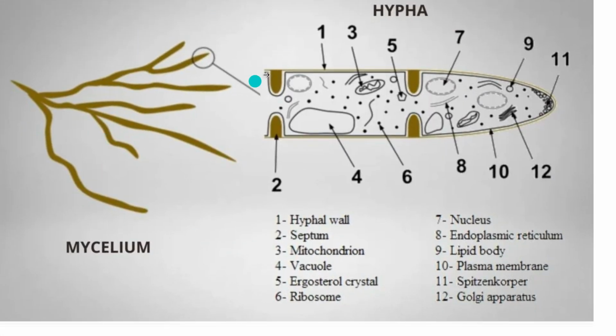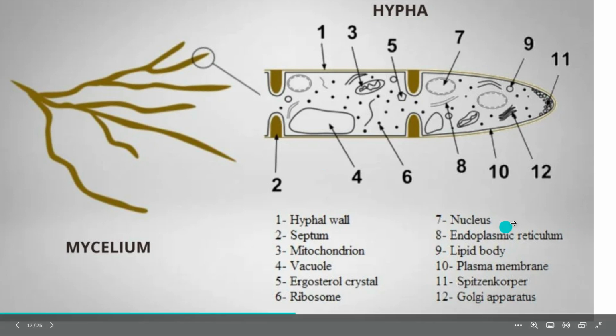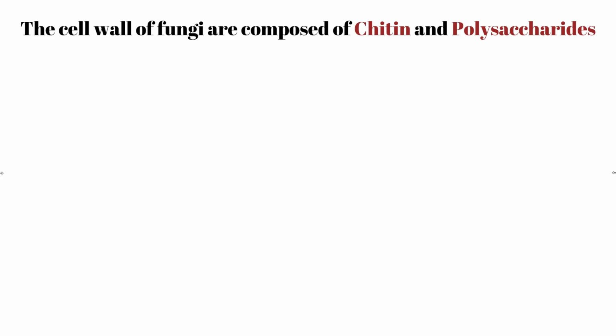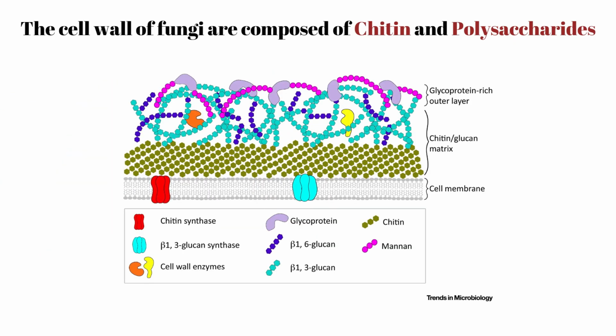As we discussed earlier, the tip of the mycelium is considered to be the hypha, which consists of almost all the cell organelles. Here you can see hyphal wall, septum, mitochondria, vacuoles, ribosomes, nucleus, endoplasmic reticulum, etc.